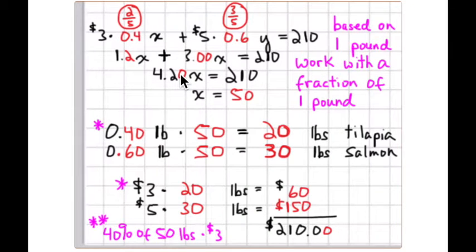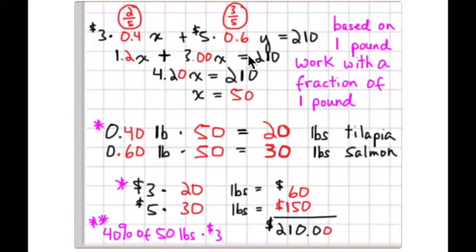All right, so this is looking at a single pound and looking at 4/10 rather than looking at it as 2/5. We're going to look at it as 4/10 and 6/10. So this is going to be based on 1 pound. So you go into the store, you buy a single pound of fish. 4/10 of a pound is tilapia. So you're going to spend $1.20 for that.